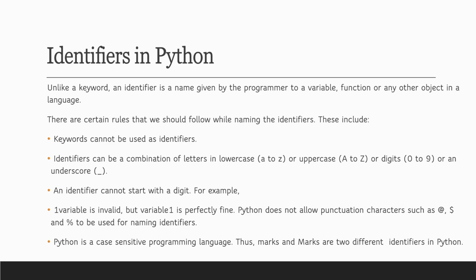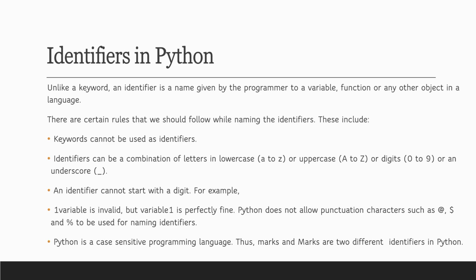Third, an identifier cannot begin with a digit. This means 1variable is invalid, but variable1 works perfectly fine. Fourth, Python does not allow punctuation marks such as at the rate, dollar, or percentage in identifiers. And finally, remember that Python is a case sensitive language. This means small marks and capital marks are treated as two completely different identifiers.